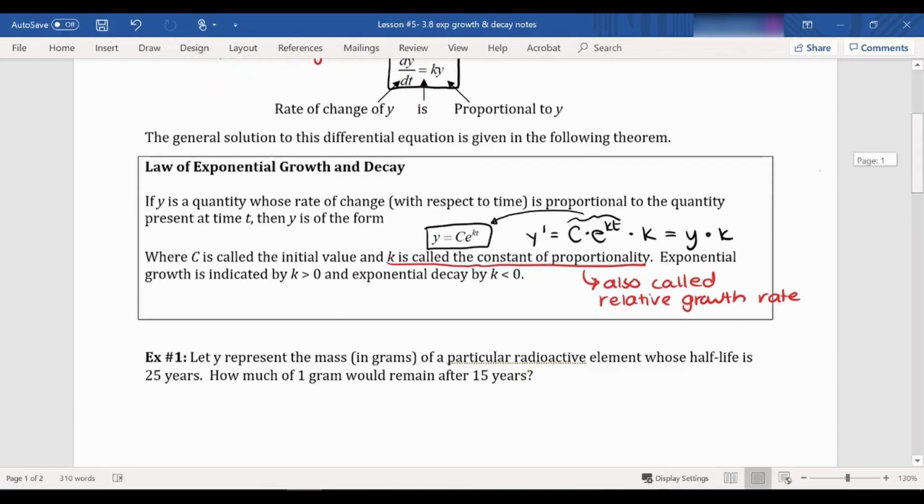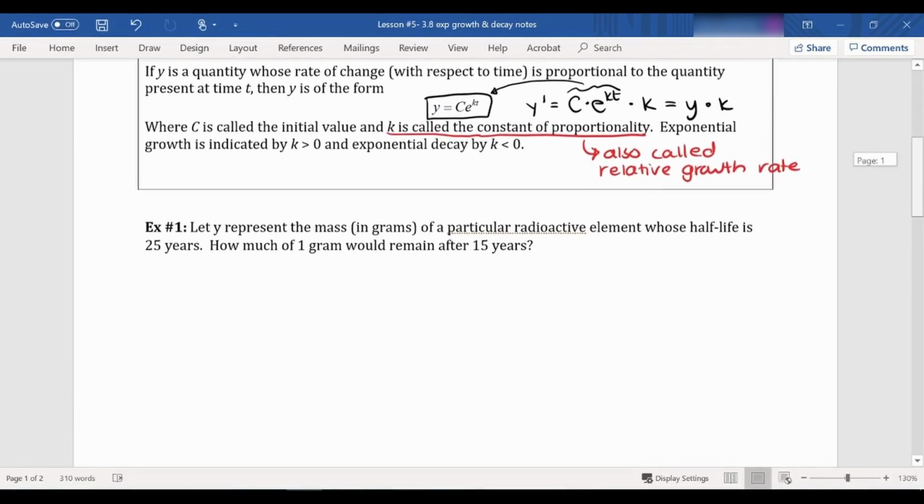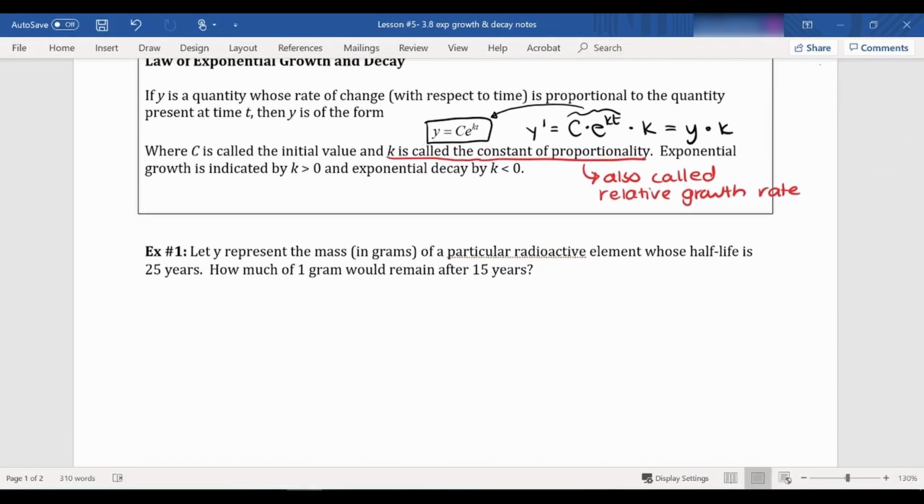So this first question is saying, let y represent the mass in grams of a particular radioactive element whose half-life is 25 years. It's asking how much of 1 gram would be remaining after 15 years. Okay, so what do we know? Well, we know that the half-life is 25 years, and we know that we started with 1 gram. So we know when t equals 0, y is equal to 1 gram. And we want to know when t is 15, what does y equal?